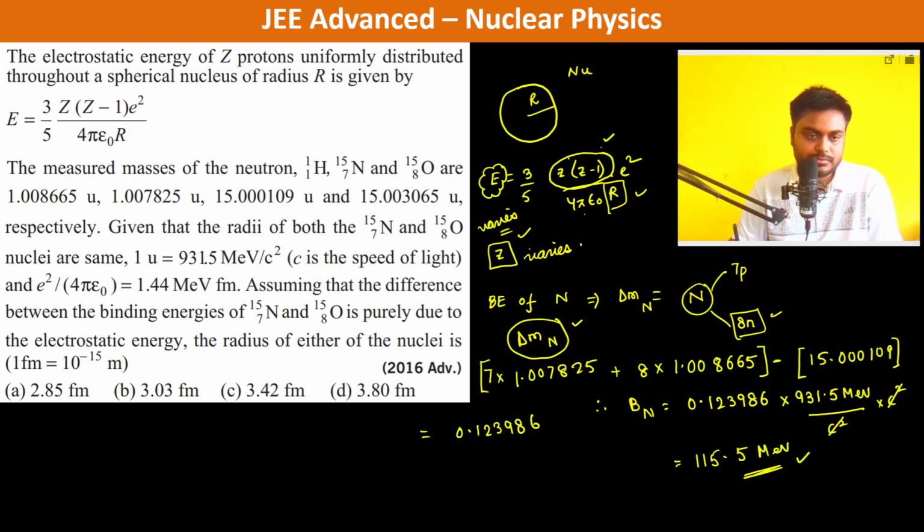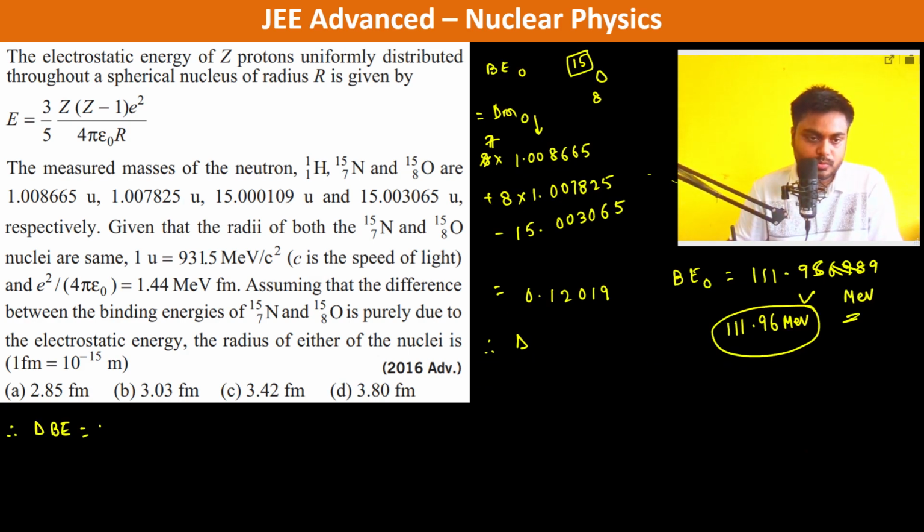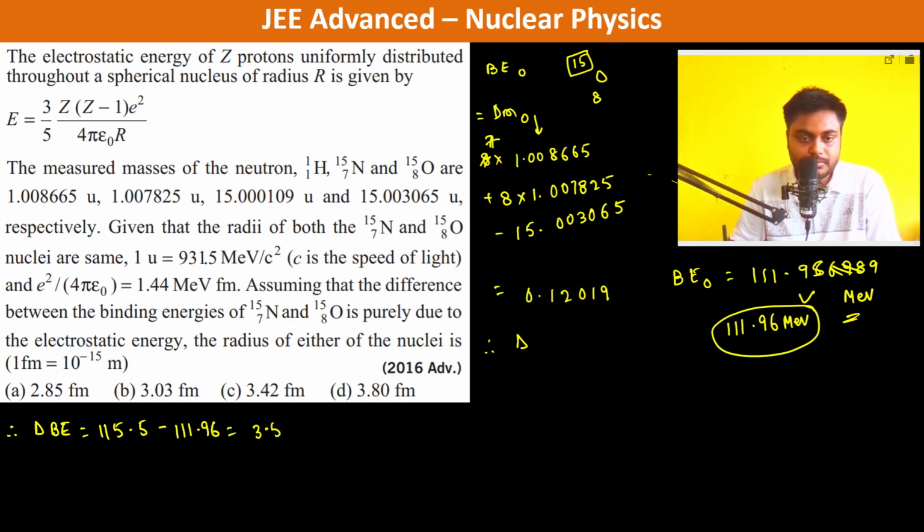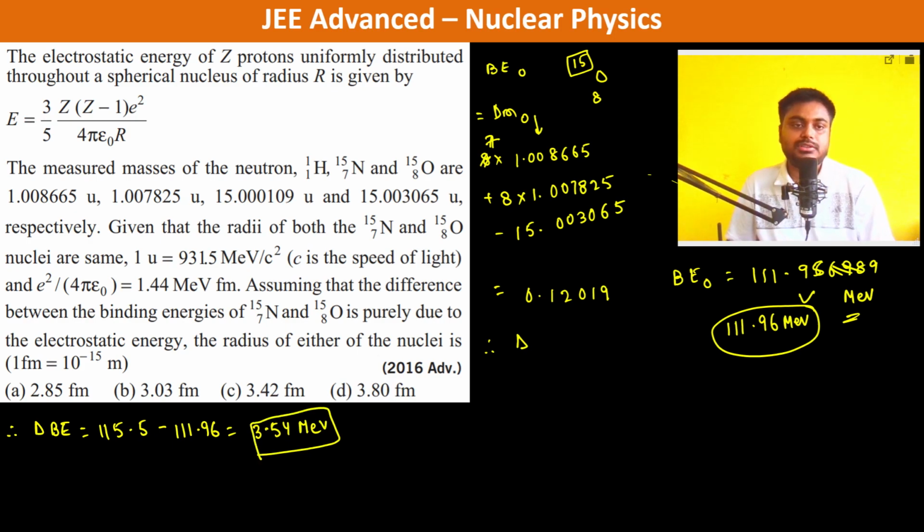let us calculate. So this is 115.5 minus 111.96, which is equal to 3.54 mega electron volt. Now this is going to account for the potential energy, the difference. So therefore let us calculate this.